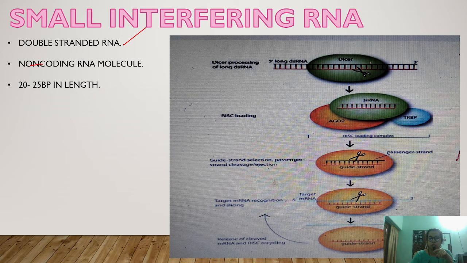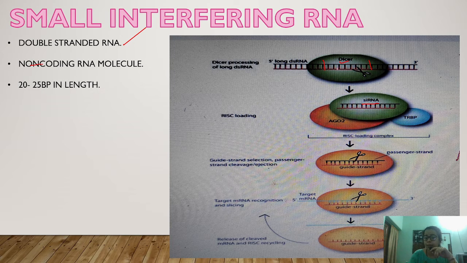What happens? An enzyme called Dicer, you can see here in green color, comes and binds to this double-stranded RNA structure. After binding to it, it will cleave the structure in this middle portion and make this portion into a short siRNA. First it was a long double-stranded RNA, then the Dicer enzyme comes and binds here and cleaves, removing this much part. So it will become a short RNA, or small interfering RNA.